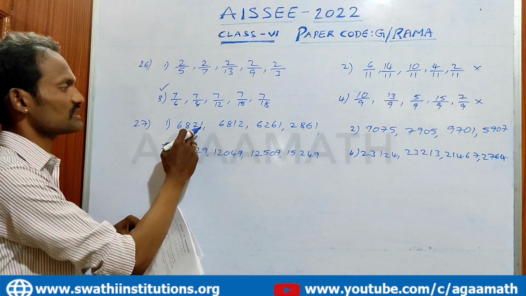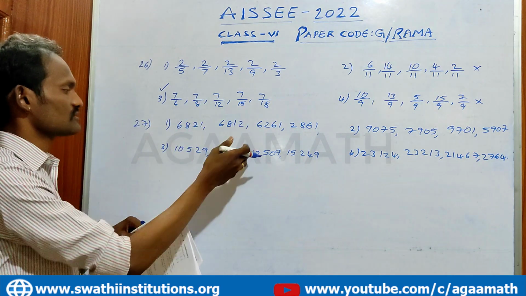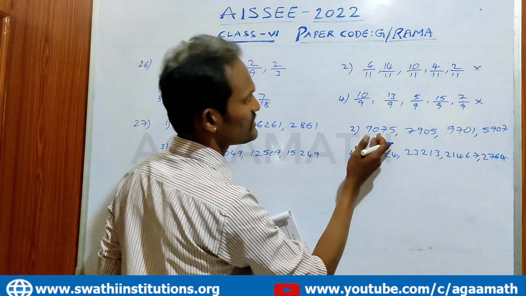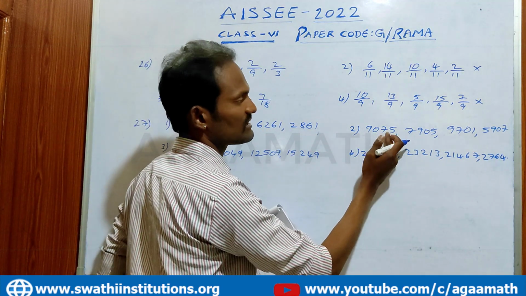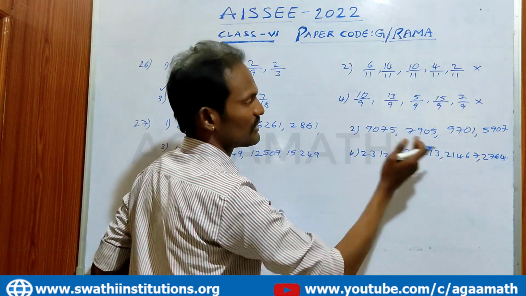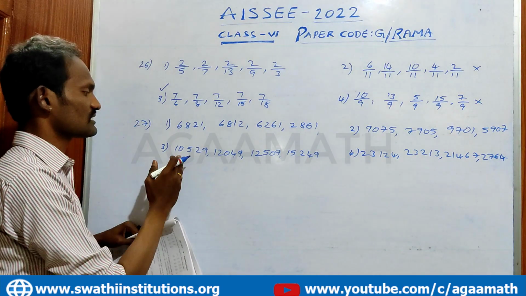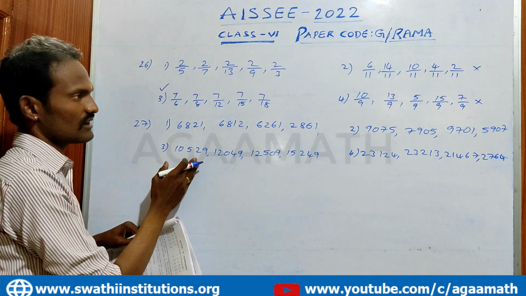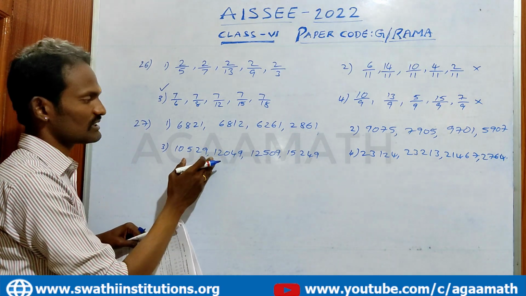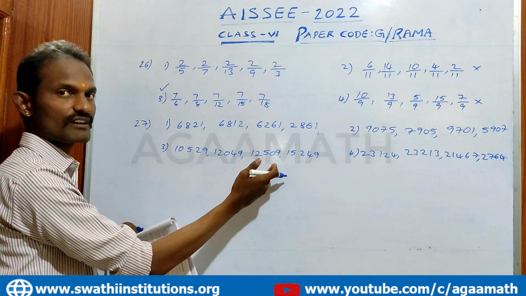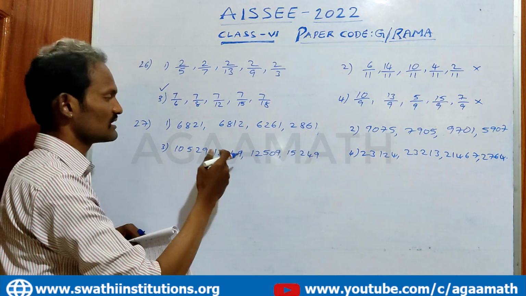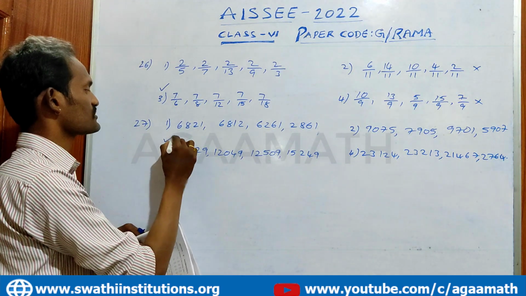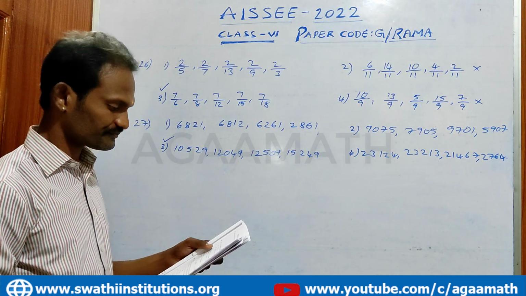And here it is big to small, not small to big. So then I'll just move to the next option, 9,075. Okay, but here also it is bigger number to smaller number. No way. So then I come to this 10,529. Okay, small. And then it becomes a little bigger, like 12,049, 12,509, 15,200. Yes, this is in ascending order. So here also option 3 is the right answer.